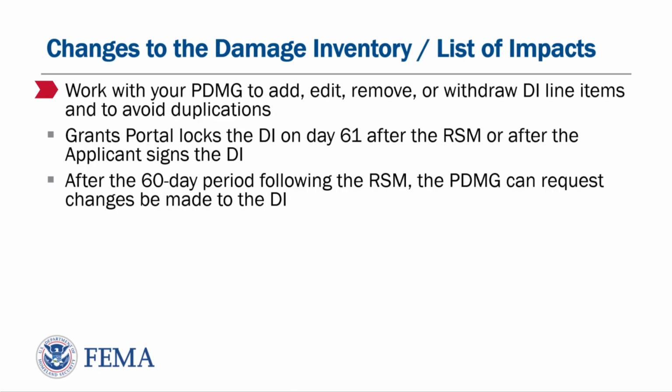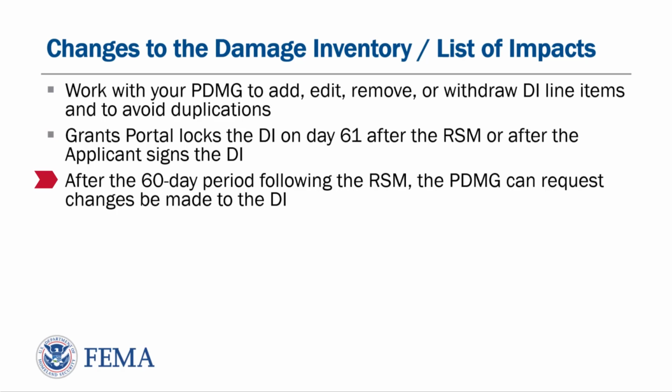The PDMG will review it and, if appropriate, implement the request and attach the correspondence to the withdrawn DI line item. Grants Portal locks the DI on day 61 after the recovery scoping meeting or after the applicant signs the DI. Both the applicant and the PDMG can edit damages already uploaded into Grants Portal until the DI is locked.